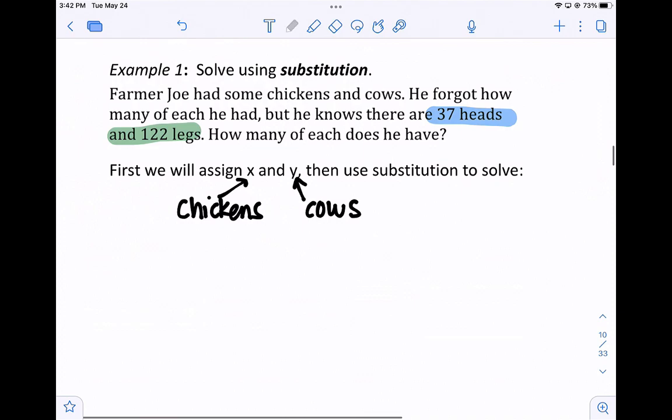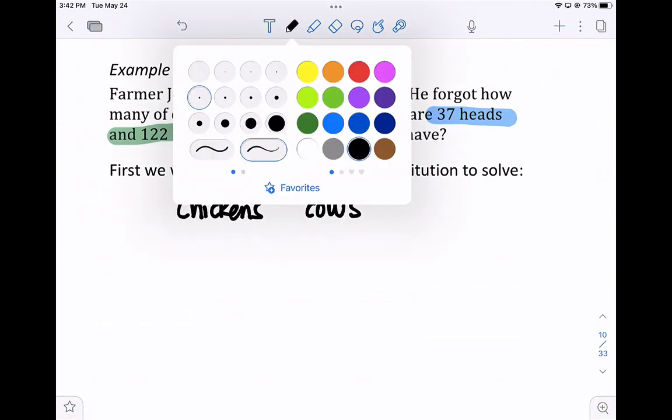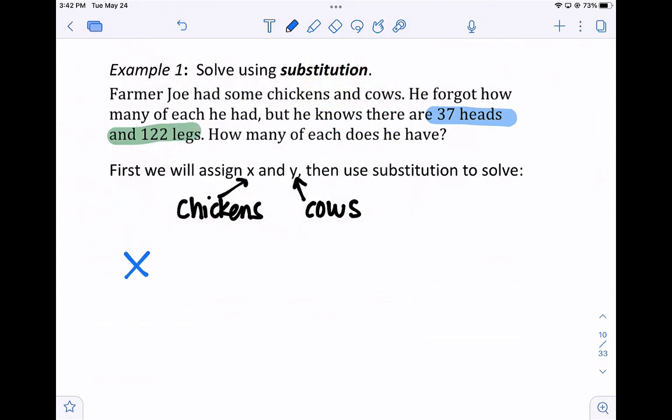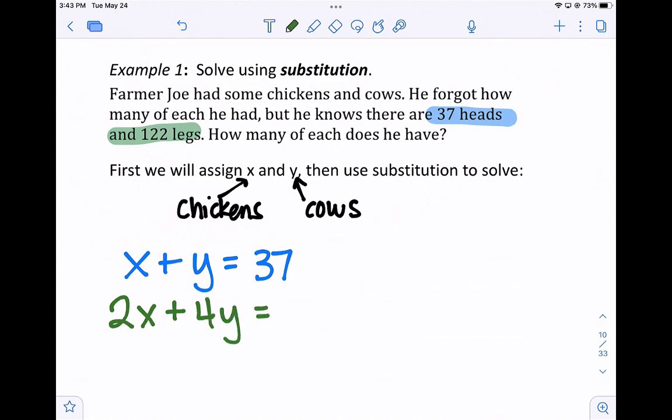So first for the number of heads, we know a chicken has one head, so we can say x for every chicken plus y for every cow total. We have 37. So there's our heads equation. Now for legs, a chicken has 2 legs, a cow has 4 legs, and total there's 122 legs.